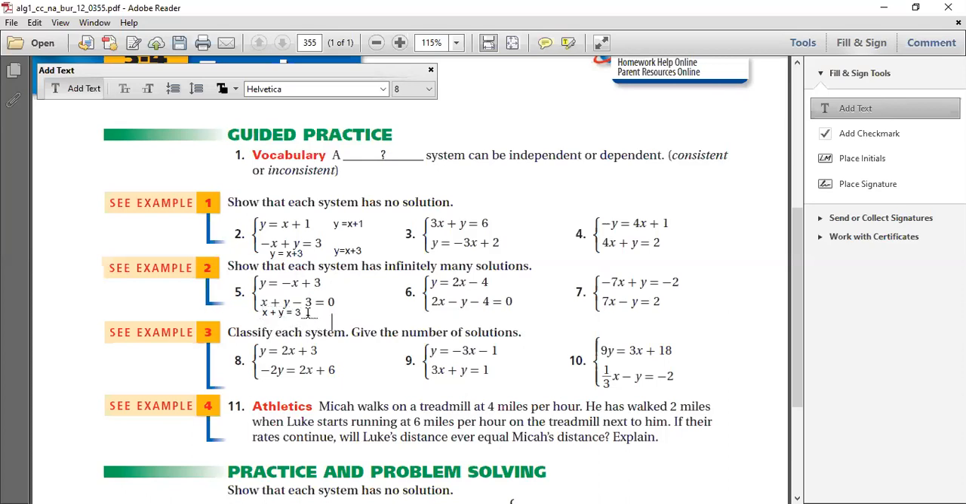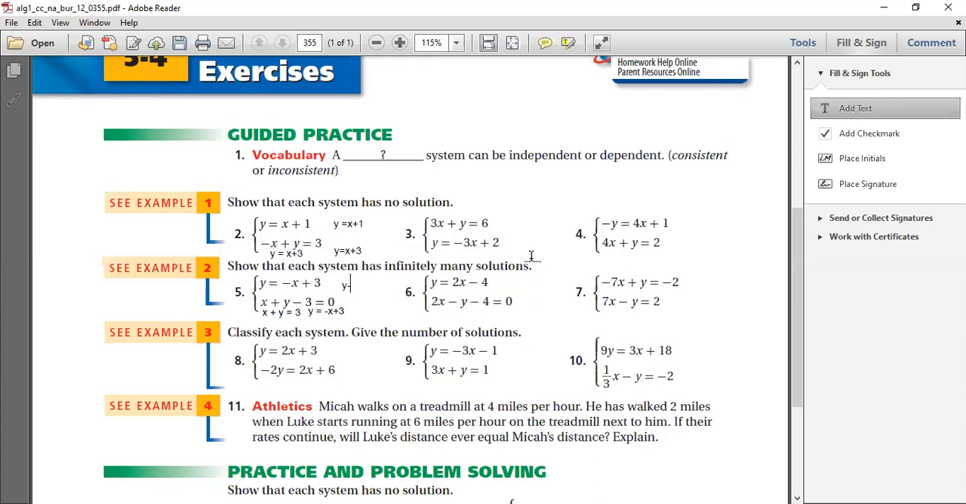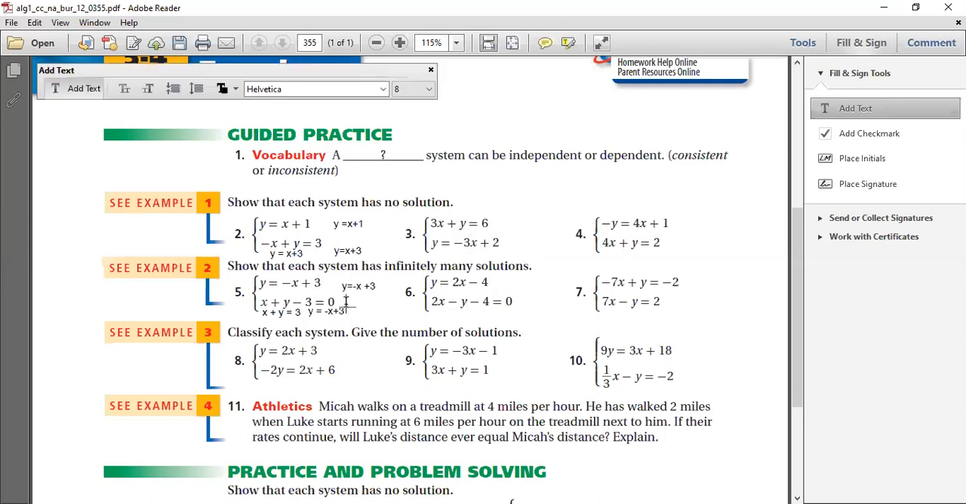Now all you need to do is write the same equation in the form y equals mx plus b. The x, when it moves to the other side, becomes minus x, and the 3 stays, so it becomes minus x plus 3. So what are the two equations you have now? The first equation is y equals minus x plus 3, and the next one is also the same, y equals minus x plus 3.